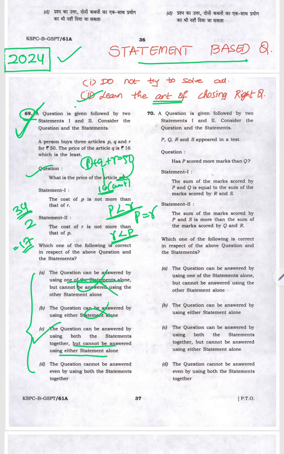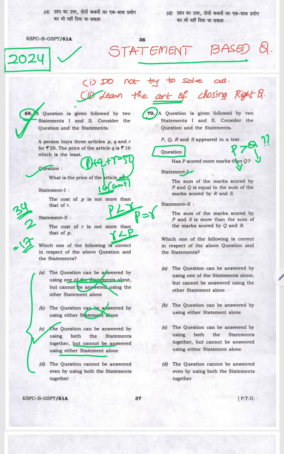Now let us see the 70th question also. A question is given followed by two statements, one and two. P, Q, R, S appeared in a test. What is the question? Has P scored more marks than Q? So he is asking, is P greater than Q? We need to know the marks of P and we need to know the marks of Q also. Then only we can tell, right?